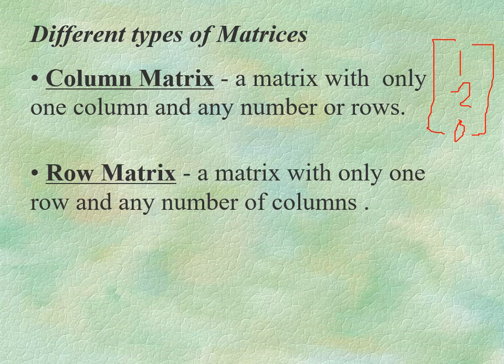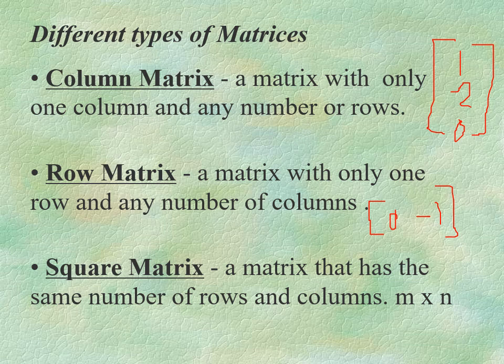The row matrix is a matrix with only one row and any number of columns. So, for example, 0, minus 1. Okay, let's make it only 2 columns. Of course, it can have any number of columns. So the row matrix is a matrix with just one row.